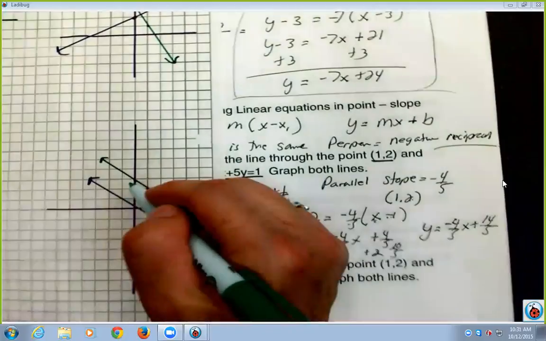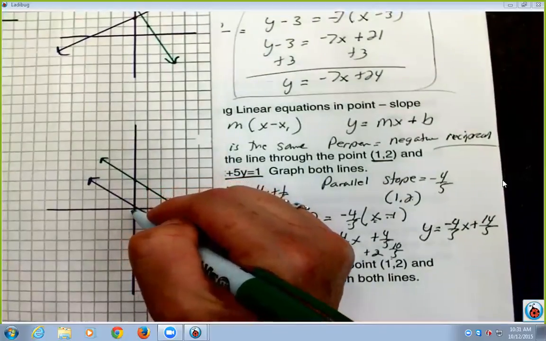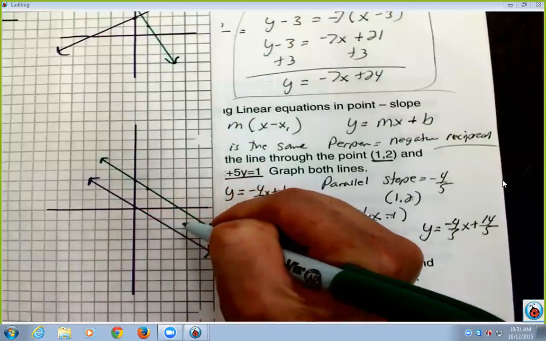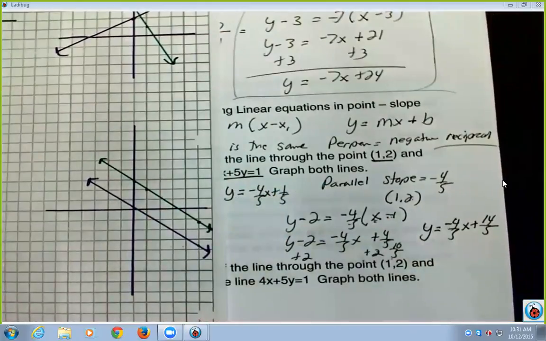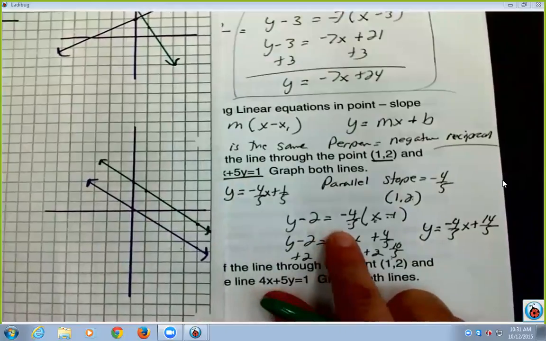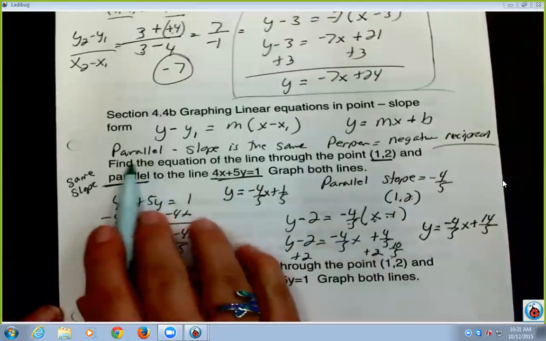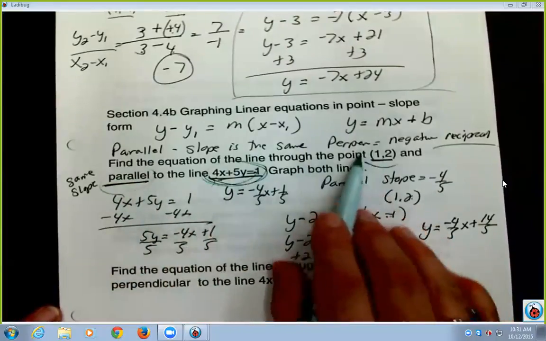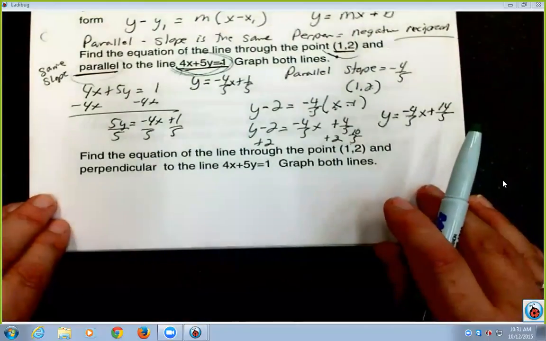Then to go down 4 from it, 1, 2, 3, 4, and over 5. 1, 2, 3, 4, 5. And I'm on my line still. Okay, so you graph it either way. Questions with this one? So my key pieces are parallel and taking this and finding my slope. Then I use this to find my other pieces. Okay, so about the next one.